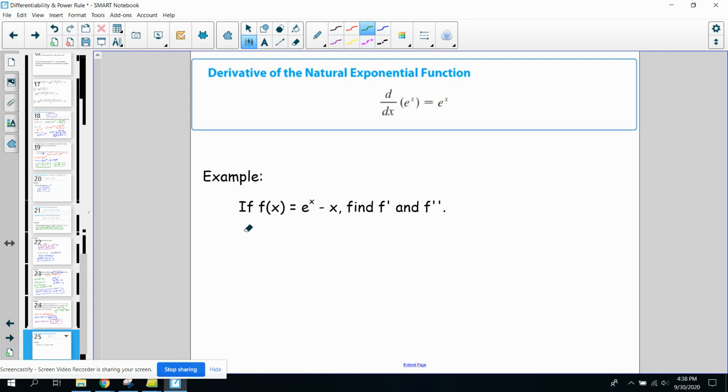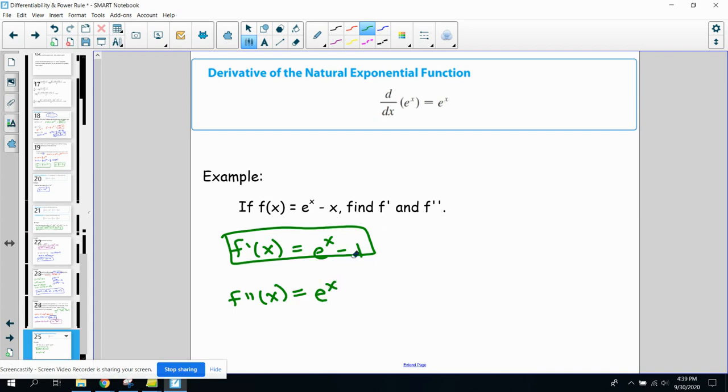So here's my example. Find the first derivative and the second derivative of e to the x minus x. So first derivative, f prime of x, I'm going to take the derivative of each piece. The derivative of e to the x is e to the x. The derivative of negative x is negative 1. There's my first derivative. Okay. Second derivative, I'm taking the derivative of the first derivative. So the derivative of e to the x is e to the x. Derivative of negative 1 is 0. So my second derivative is e to the x. Pretty simple.